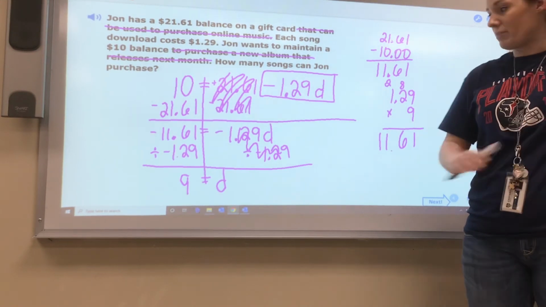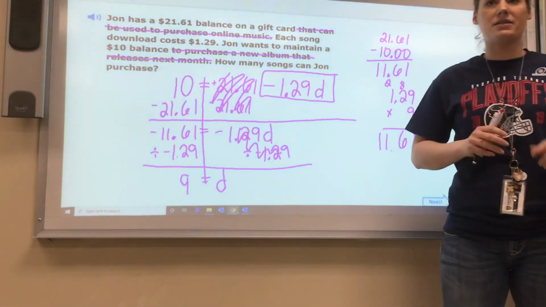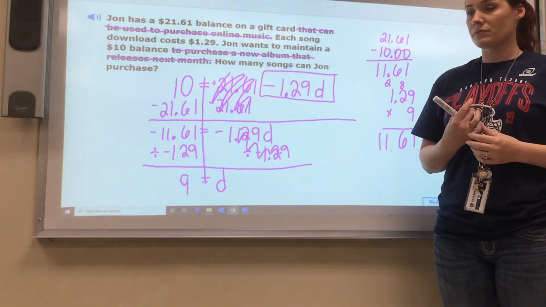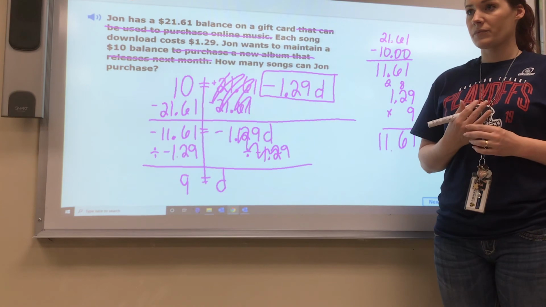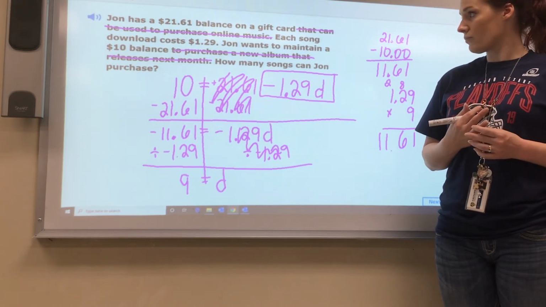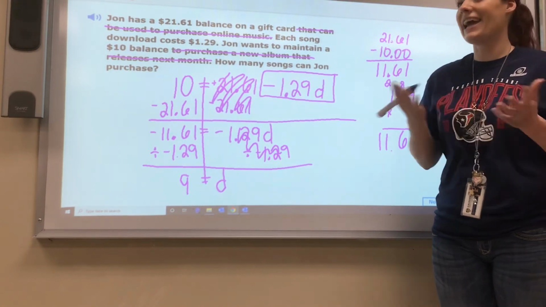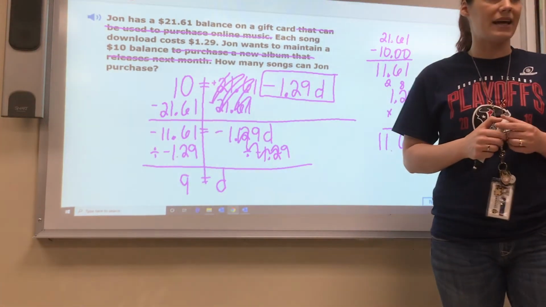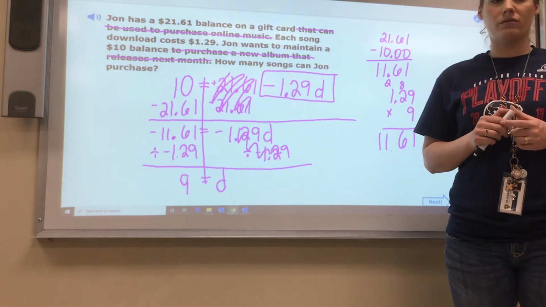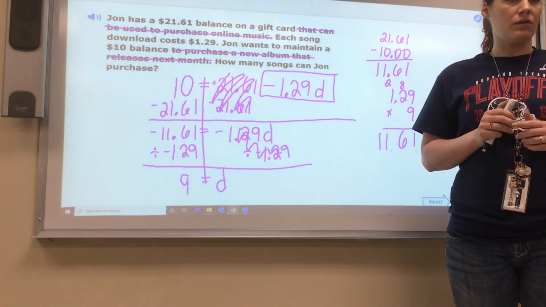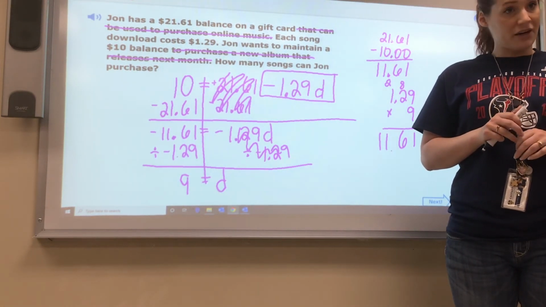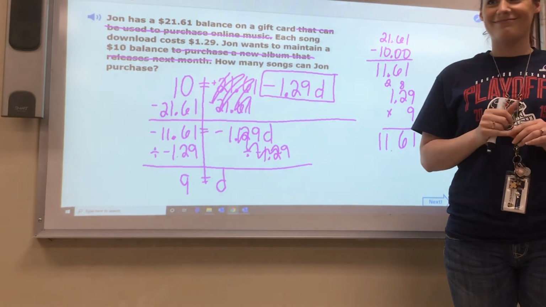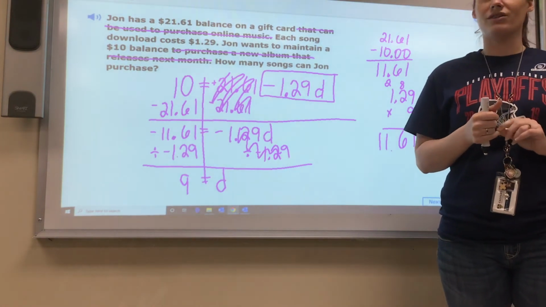What would your final answer be? We got that 9 equals D, but what is my answer to the question that's being asked? Evelyn? That John purchased 9 songs. He can at least purchase 9 songs, yep. Or he can download 9 songs if you want to say it that way. Did you write down your answer? No, you didn't. You've got to write a sentence. John can download 9 songs.